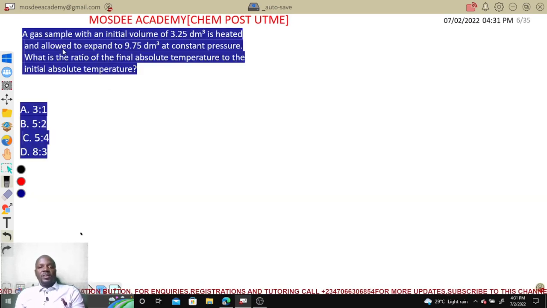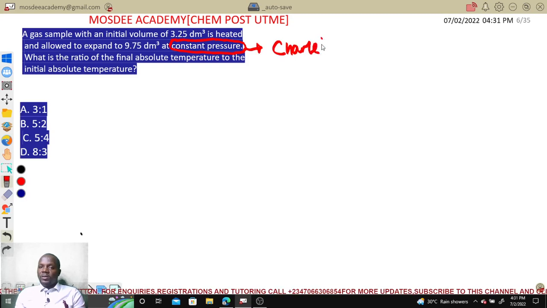Question 6. Now, question 6 says a gas sample with an initial volume of 3.25 decimeter cube is heated and allowed to expand to 9.75 decimeter cube at constant pressure. So that's just a constant thing. So we think about our thermodynamics or kinetic theory of gas. When pressure is constant, everybody knows what comes to your mind first is Charles' law. If you remember Charles' law numerical, when pressure is constant, the process is called isobaric process.